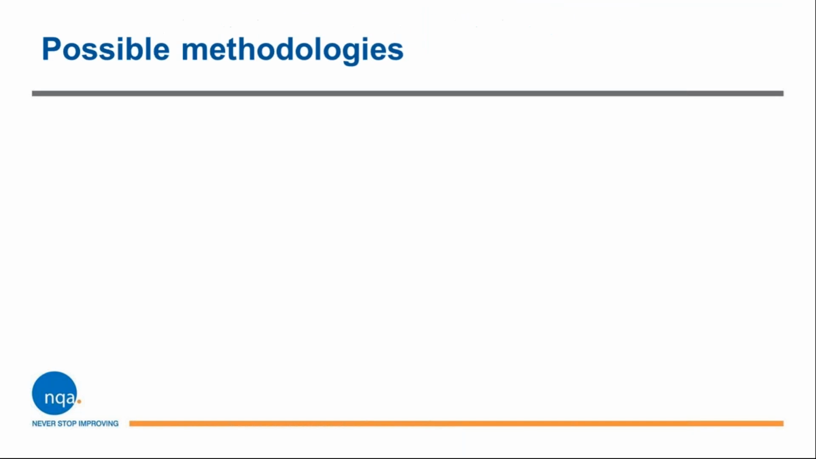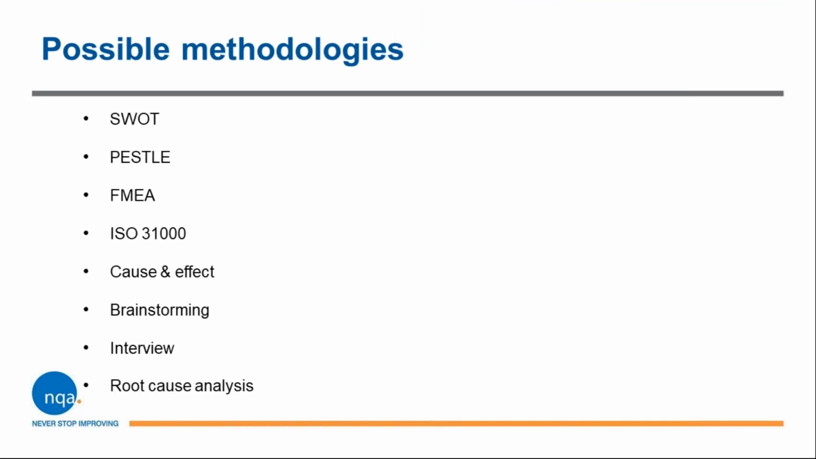Some possible methodologies: there are quite a few out there, and these are some of the common ones we come across. SWOTs, that's strengths, weaknesses, opportunities and threats. It's usually a good starting point because a weakness and certainly a threat can be an area for looking at risk. PESTLES is another acronym: political, environmental, social, technological, legislative, and economic.